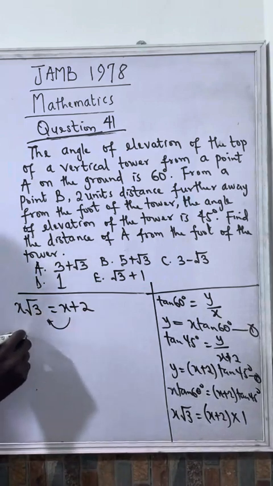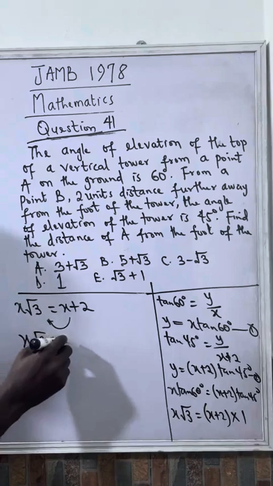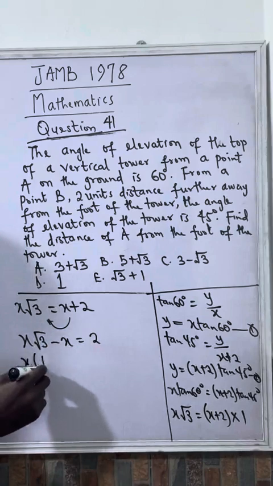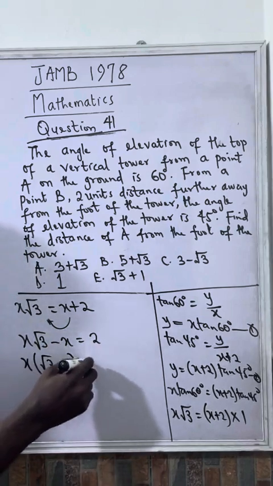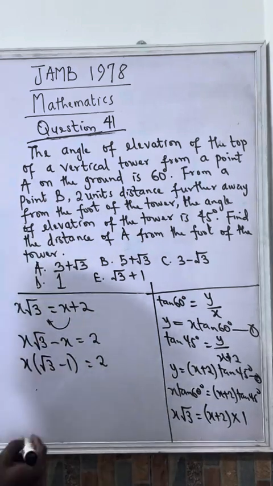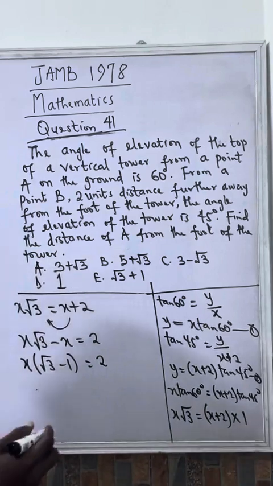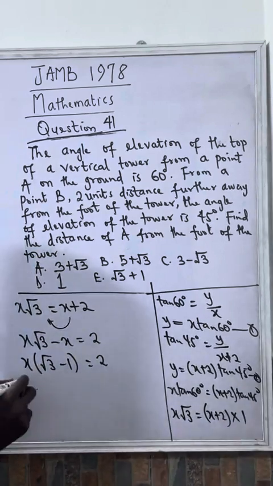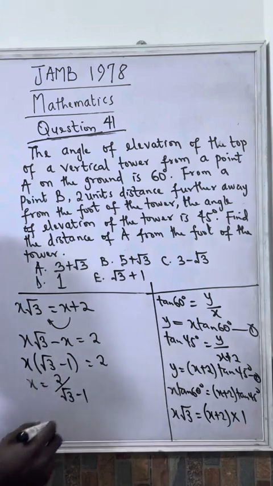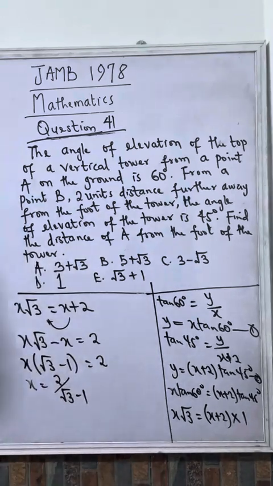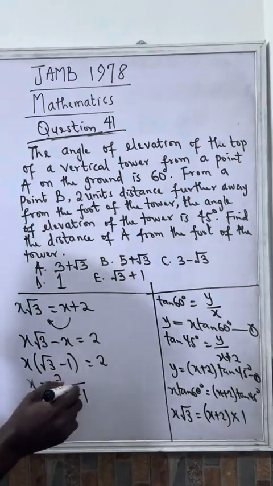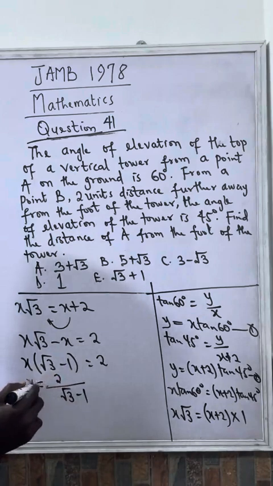So let me collect like terms. I will bring X to this side. I will have X root 3 minus X equal to 2. So X is common to both sides. I will have X bracket root 3 minus 1 equal to 2. From here, I can simply divide both sides by root 3 minus 1. So I will have X equal to 2 all over root 3 minus 1. This is a short form. Let's try rationalizing it to see if this will give us one of the options.